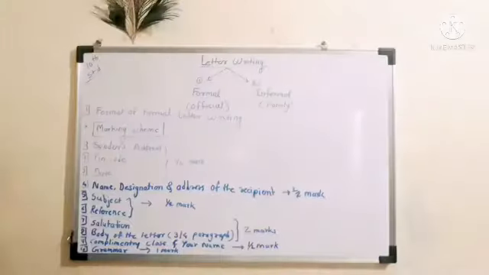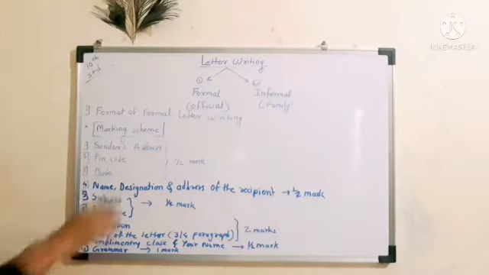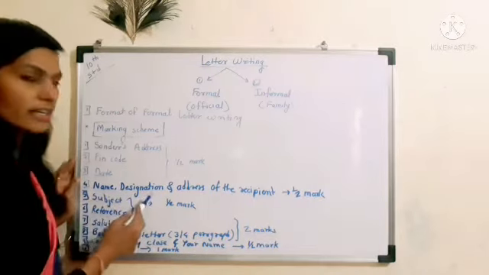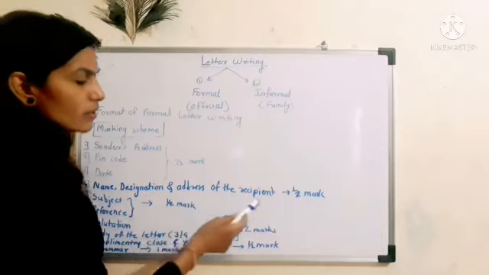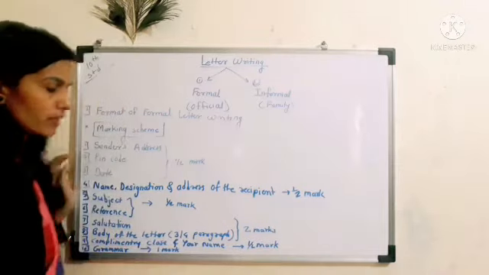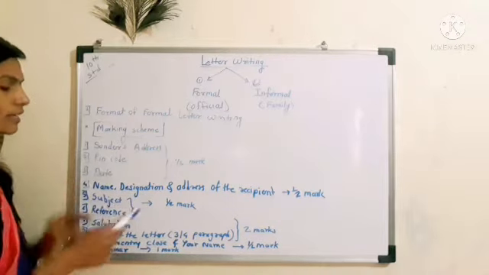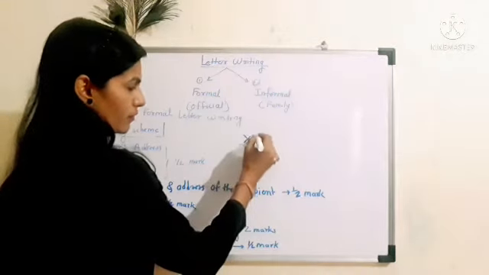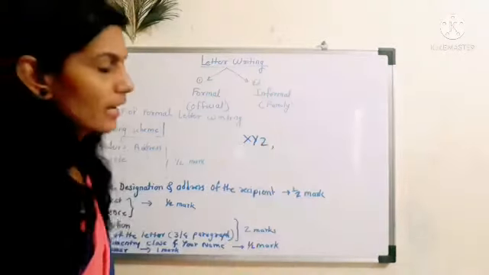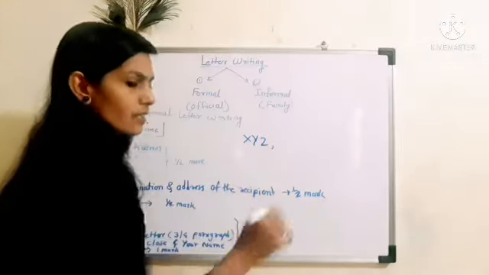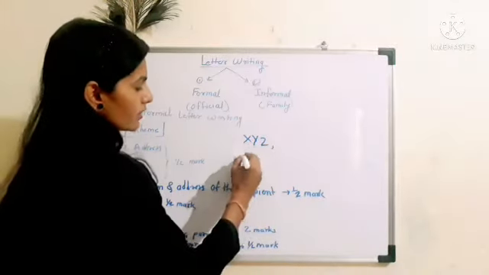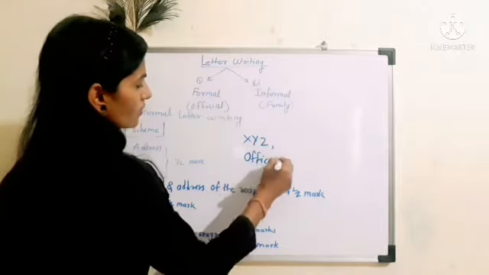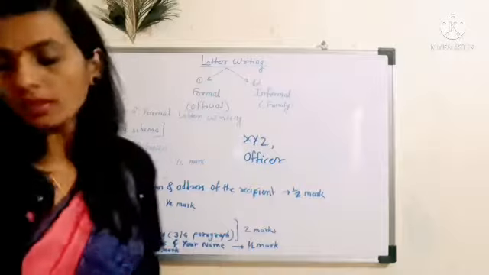So these are all together: sender's address, pin code and date for half mark. Then the receiver's address, their name, designation, address of the recipient, is for half mark, keep in mind. Then how to write this recipient's address? It is very simple. First write the name. If you know the name, then write down the name. And then you should write the designation. If you are writing to any officer, you can write officer or commissioner, whatever.